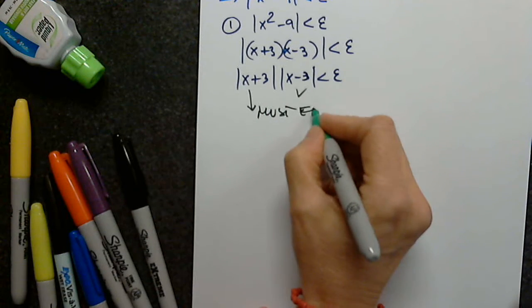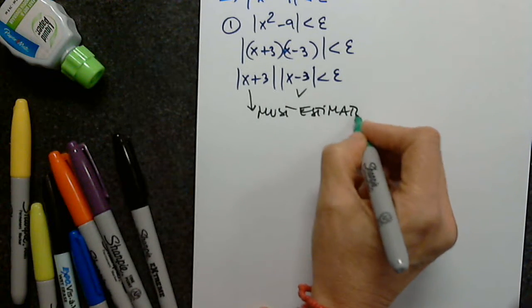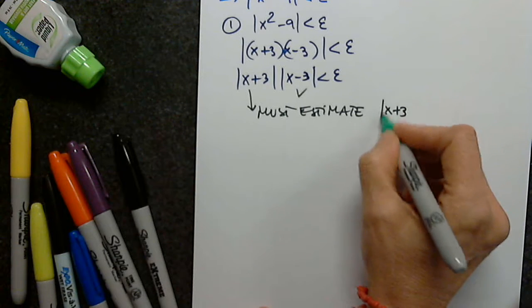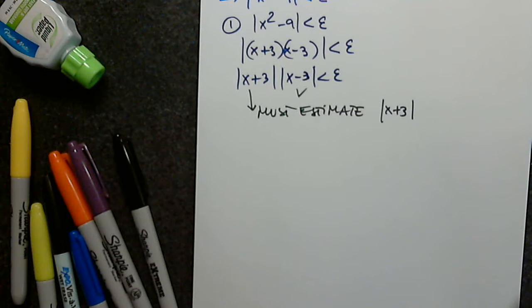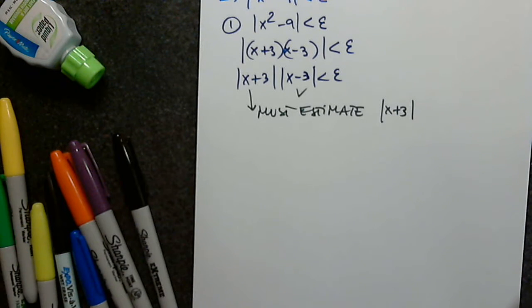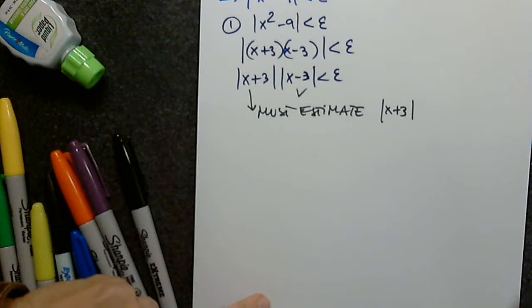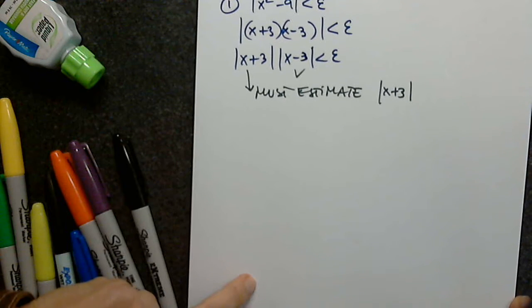So I have at this point to estimate. I must estimate x plus 3. I don't have another route. Okay. So now, bless you. How do I estimate and how do I start? Here's how I start.